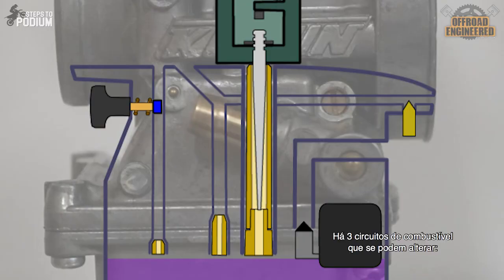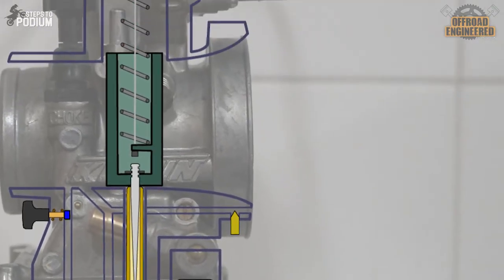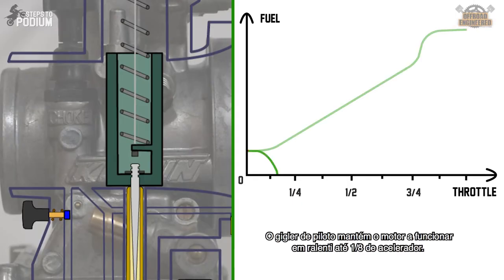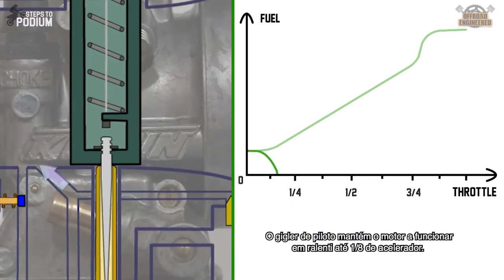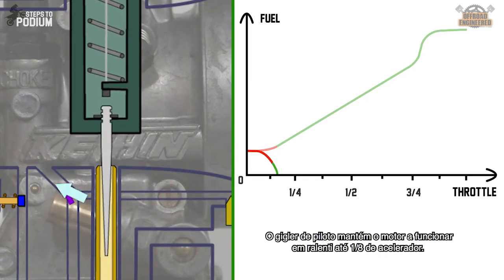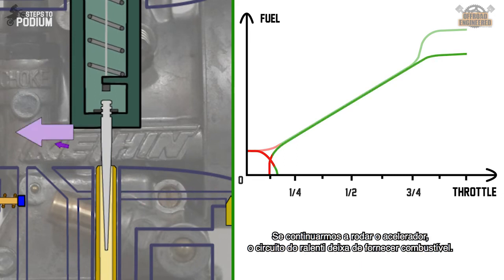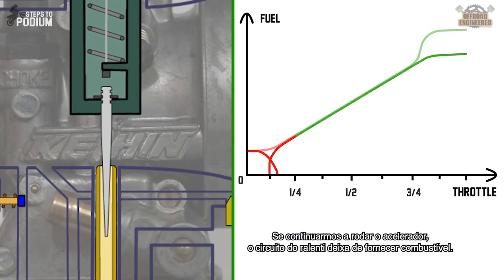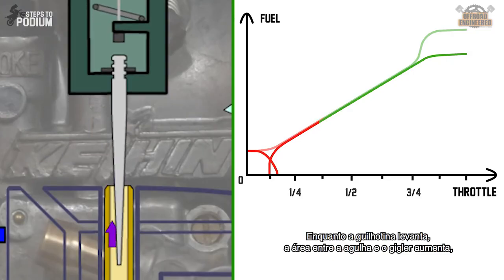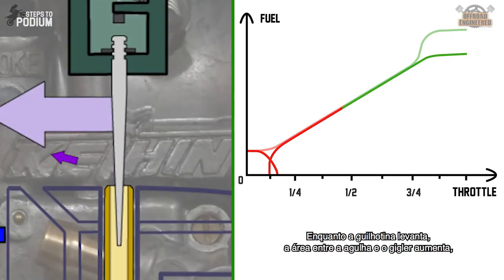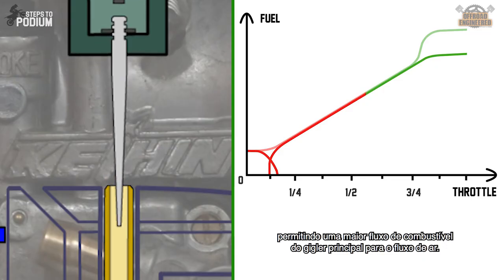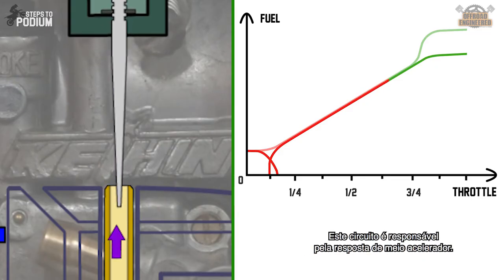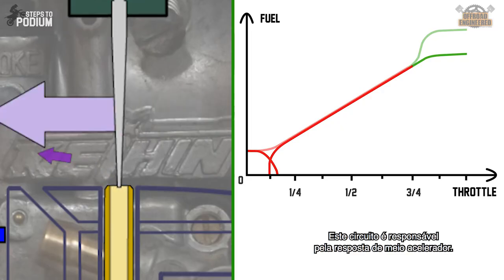There are three tunable jetting systems on a carb: the idle jet, the needle and needle jet, and the main jet. From a fully closed throttle position, the idle jet is what keeps the engine running up to around 1/8 of throttle. If we continue to open the throttle, the idle circuit starts fading out. While the slide lifts, the area between the needle and the needle jet increases, allowing more fuel to be sucked through the main jet to the main air passage. This circuit is responsible for the mid-throttle response.